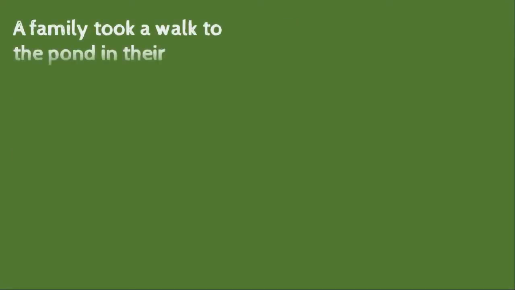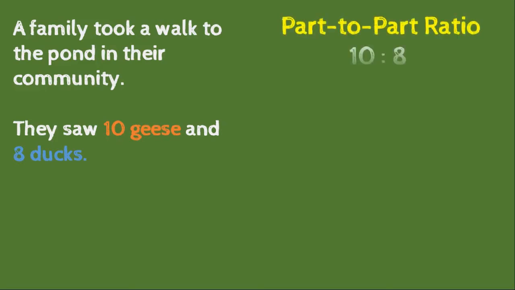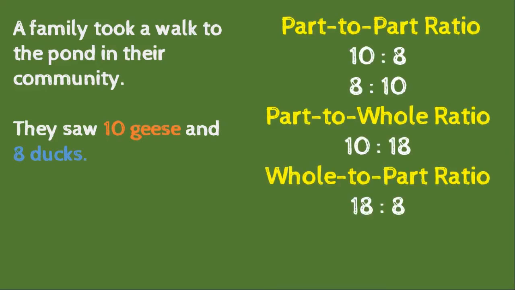A family took a walk to the pond in their community. They saw 10 geese and 8 ducks. This can be represented by a part-to-part ratio, which would be 10:8, which represents 10 geese and 8 ducks. We can also flip those numbers and represent it 8 to 10, which is 8 ducks to 10 geese.